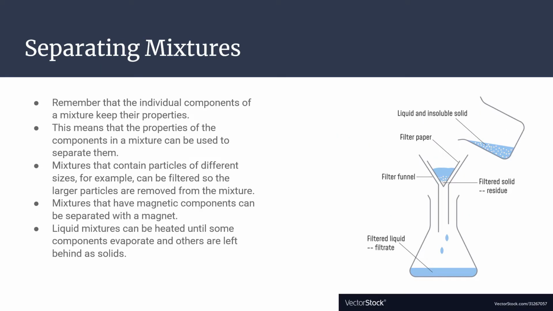Separating mixtures. Remember that the individual components of a mixture keep their properties. This means that the properties of the components in a mixture can be used to separate them. Mixtures that contain particles of different sizes, for example, can be filtered so the larger particles are removed from the mixture, i.e. the rocks from the sand. Rocks are larger than the sand is, so we're going to filter them out. Mixtures that have magnetic components can be separated with a magnet.